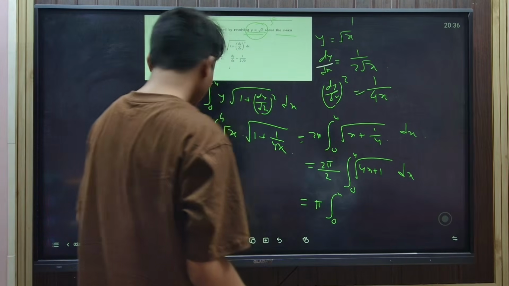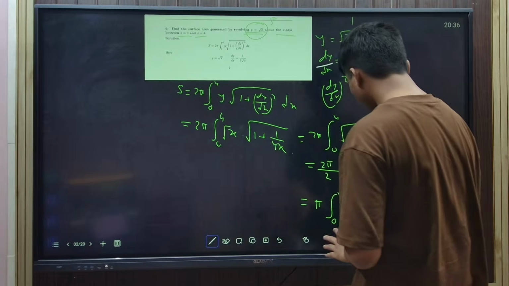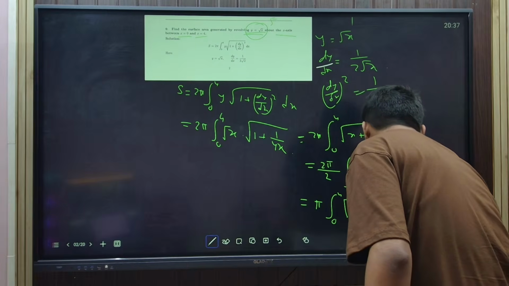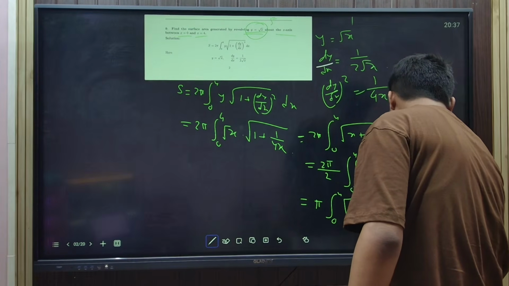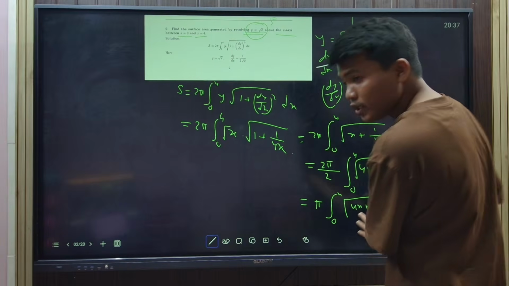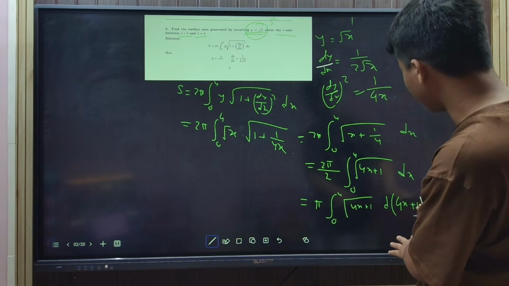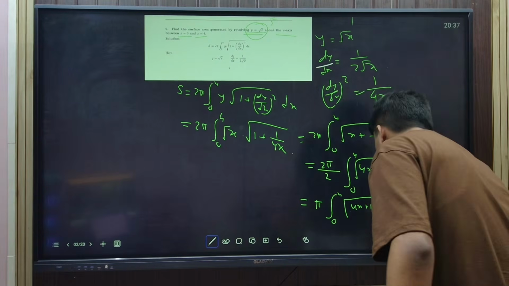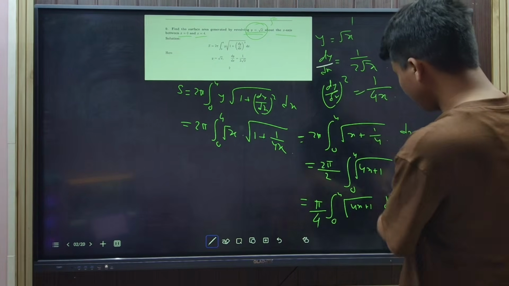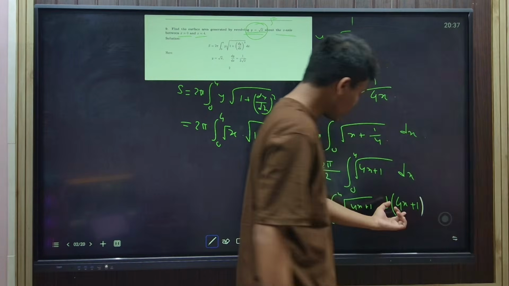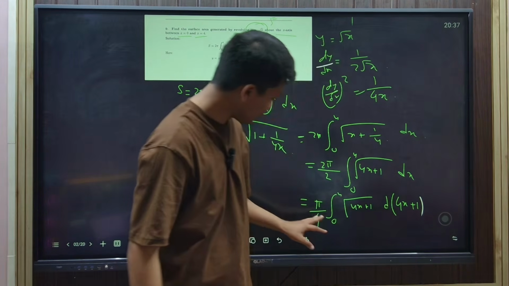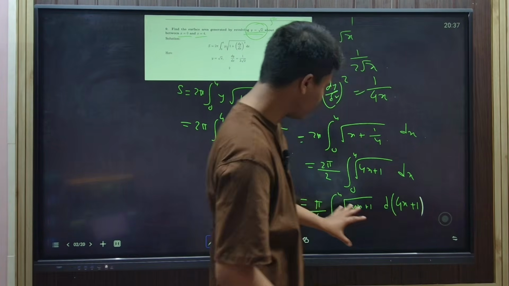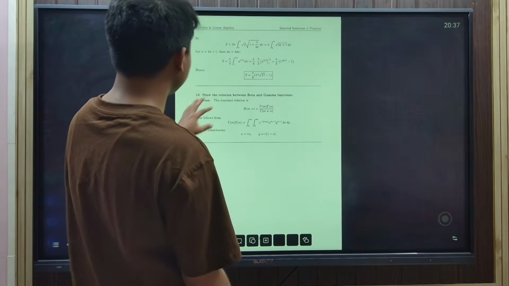So pi integral 0 to 4, now 4x plus 1, I can write as square root of 4x plus 1 into d of 4x plus 1. Instead of dx I am writing d of 4x plus 1, that means 4 times dx, so you have to divide by 4, because d of 4x plus 1 is exactly 4 dx. So 4 is multiplied, so I am dividing by 4. Now it is exactly like root x dx. Now you have to integrate as root x dx. The integration is as it is here.